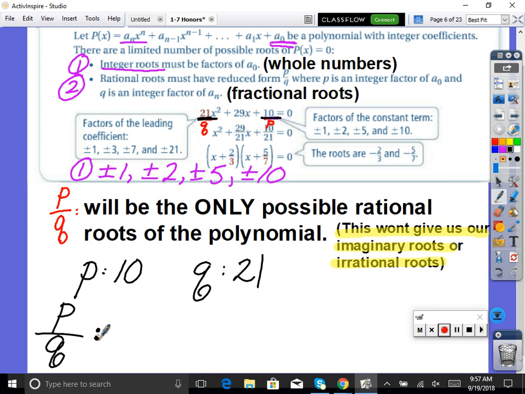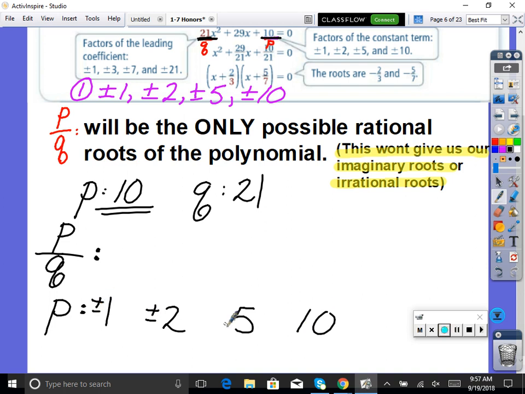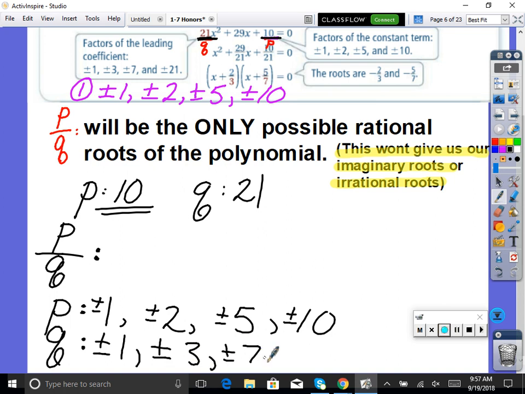So we've got to list out the factors of all of our p's and then divide it by all the factors of q. So what are my factors of p? So what are my factors of 10? 1, 2, 5, and 10. Now we don't know if they're positive or negative, so it could be plus or minus, we don't know. It could be any of those. So there's our possible p's. Now our possible q's, any factors of 21, plus and minus 1, plus and minus 3, plus and minus 7, true? Plus and minus 21.